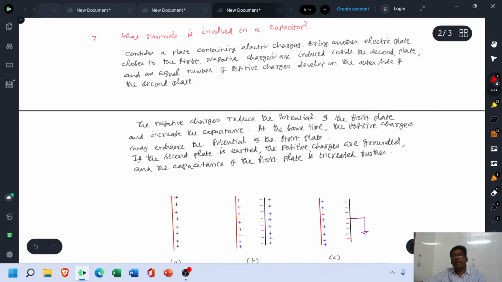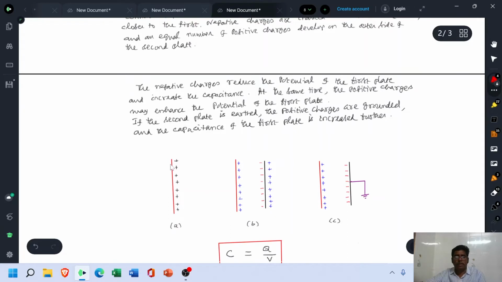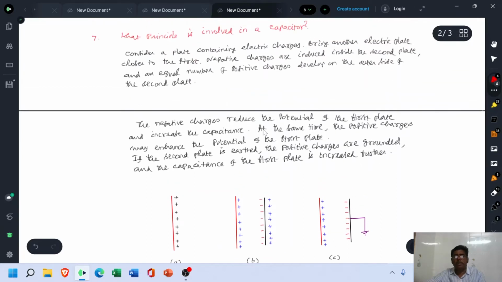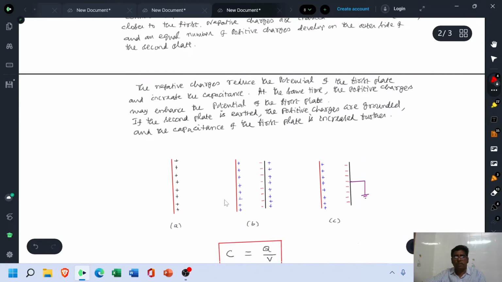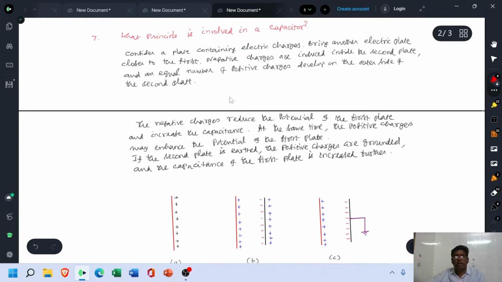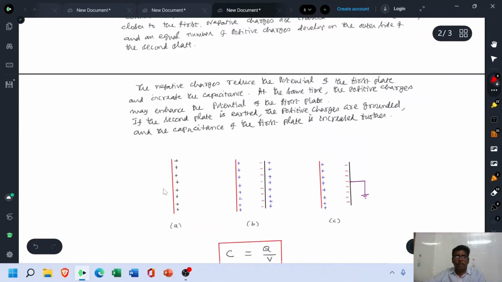Consider a plate containing electric charges. This is a plate which contains electric charges. Bring another plate closer to the first. Negative charges are induced inside the second plate and an equal number of positive charges develop on the outer side of the second plate. So the negative charges are induced inside the second plate and positive charges are developed outside the second plate.